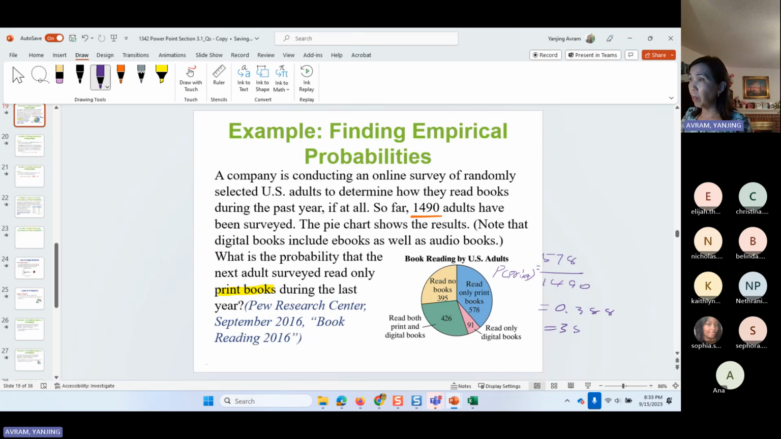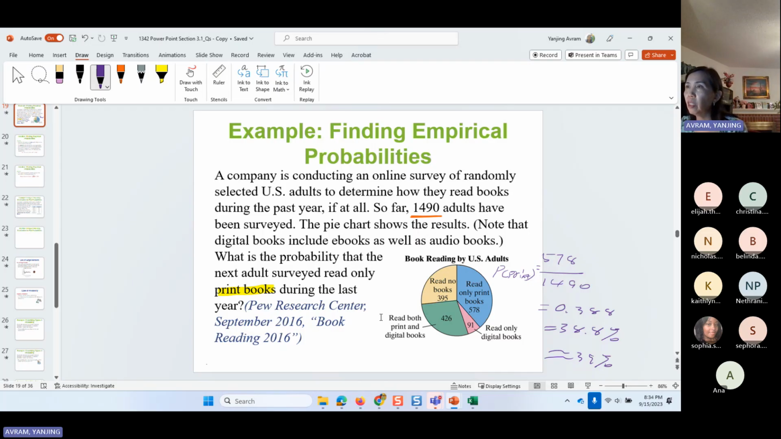Or you can multiply by 100%, that's 38.8%. If you round to the integer for the percentage, that's about 39%. Around 39% of the people only read printed books. You can see how many did not read at all, and only 91 said that they read digital books. I think digital books are getting more and more popular. This was the Pew Survey, a very famous research center, back in 2016. If you surveyed in 2022 or so, I'm sure digital books would increase. But that is how you find the probability.